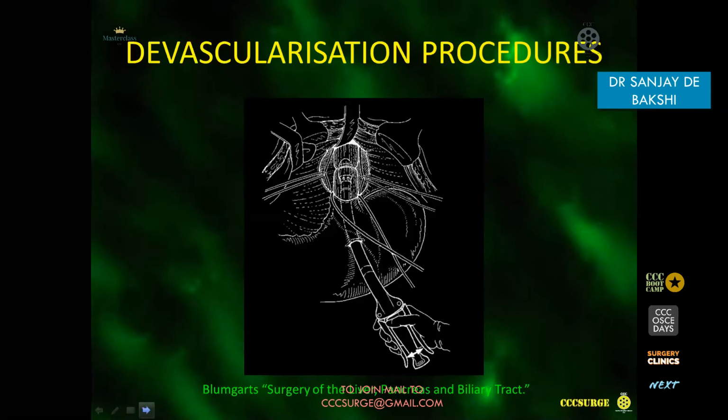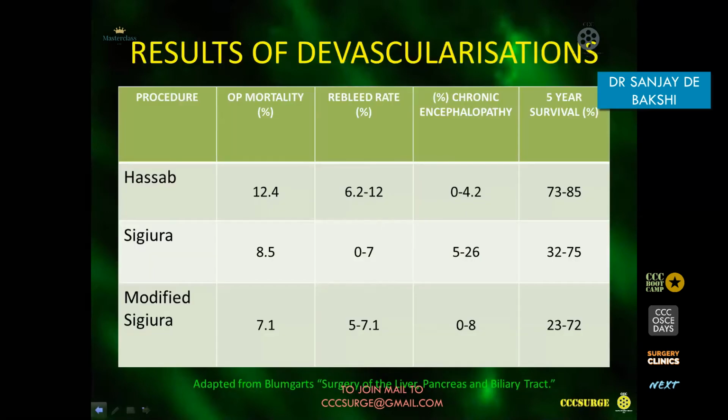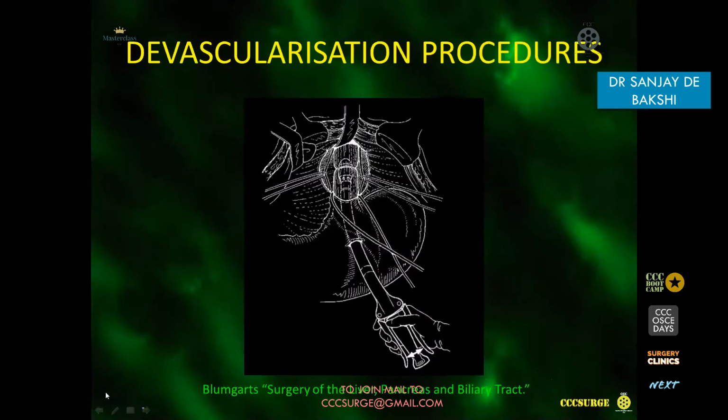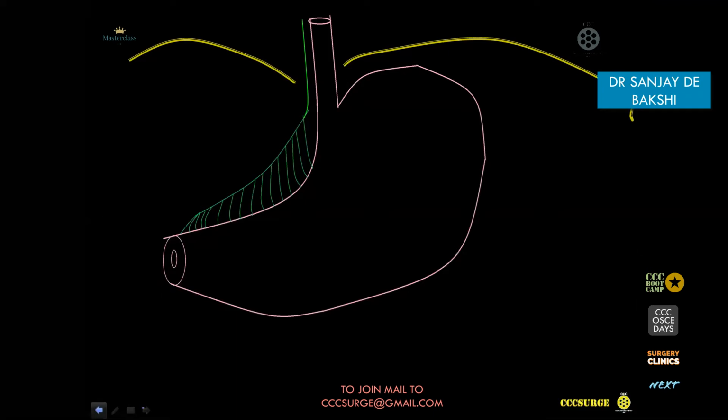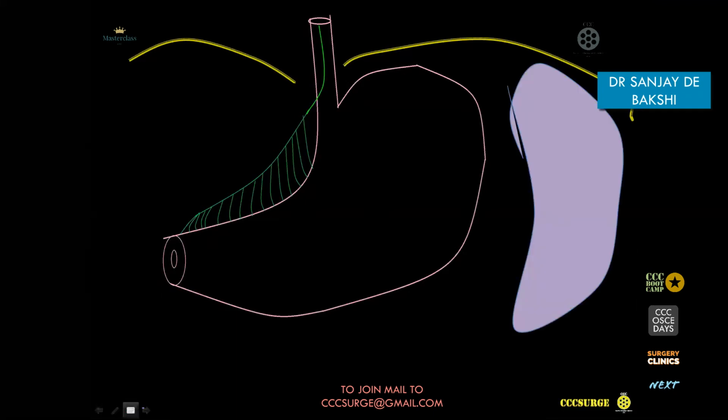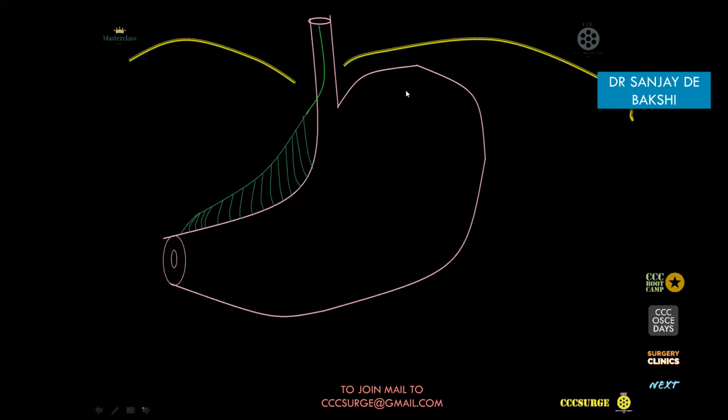Sir, could you repeat the dissection of the fundus one minute? Yeah, sure. So let's go back. What you need to do out here is, if you remember, we had the spleen out here. We've taken the spleen out. So the moment you take the spleen out, you've taken out what? Hang on, let me just take it out here.